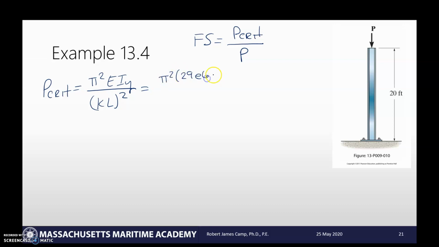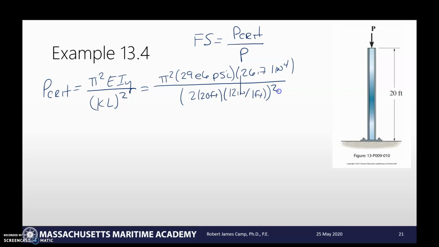So 29 times 10 to the 6 psi, because we convert from ksi to psi, times 26.7 inches to the fourth. We're going to divide that by our column length, 2 times 20 feet, multiplied by 12 inches divided by 1 foot, and we're going to square that entire thing. And so we calculate that our critical load is 33.17 kip, so 33,000 pounds. Now, I need to make sure this is valid.